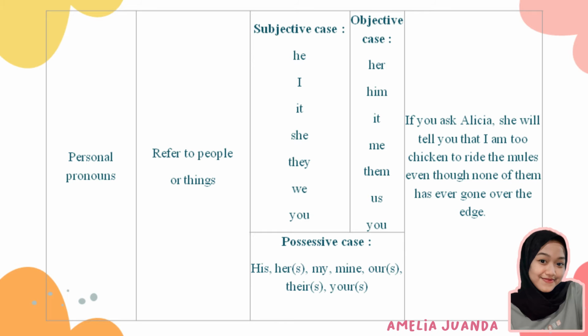The fourth, personal pronouns. These pronouns refer to people or things. The subjective case are he, I, it, she, they, we, and you. The objective case are her, him, it, me, them, us, and you. The possessive case are his, her, my, mine, our, their, and yours. The example: if you ask Alicia, she will tell you that I am too chicken to ride the mules even though none of them has ever gone over the edge.